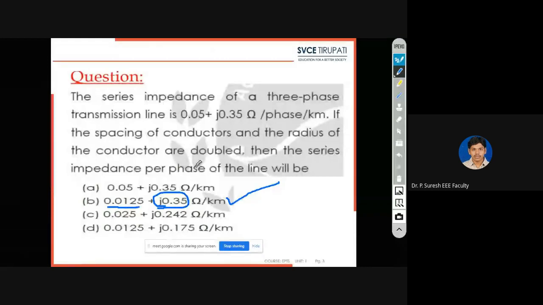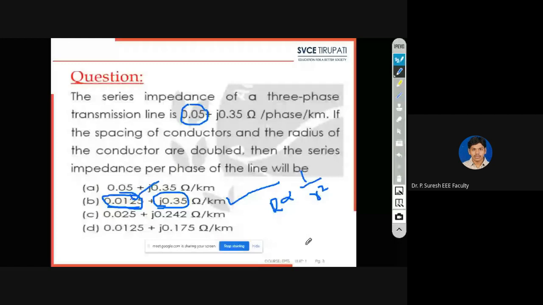Is there any doubt to calculate this value? How much will it be changed? 1 by 4 times of the actual resistance. This 0.05 is the actual resistance. While the radius is doubled, R is directly proportional to what? Inversely proportional to the square of the radius. So that's why it becomes 0.0125. Is it okay?